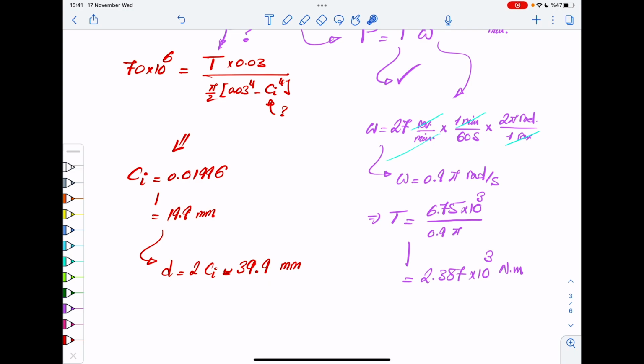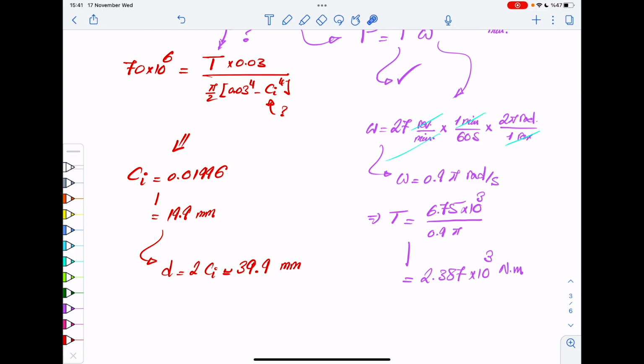So in your usual approximations, you would just say, well, this is the closest number to 40 millimeters. And this would be fine. So you can just say that's the answer.